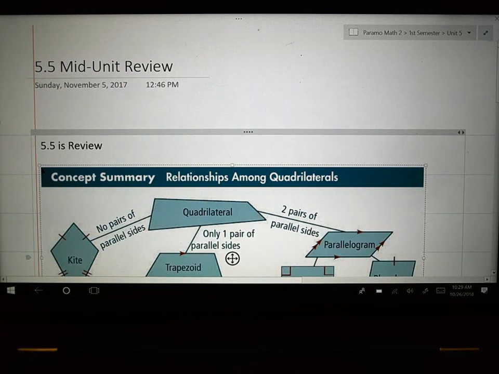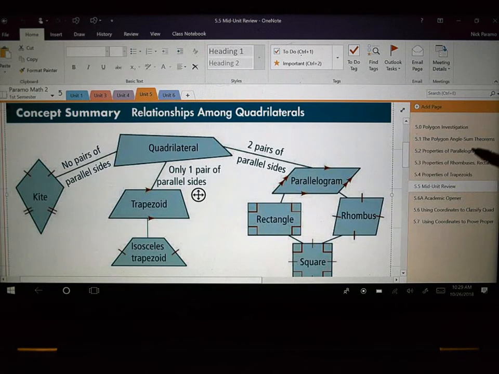It is review. So in my opinion, when I look at what we've taught about this, what's the sum of the interior angles of any polygon, we have some postulates and theorems about what the sum is. We had some properties of parallelograms, rhombuses, rectangles, squares, and then even trapezoids. Because that's a lot of information, they decided to throw in a mid-unit review before we got into 5.6 and 5.7 to make sure that you understood all the properties of these 4 different shapes.